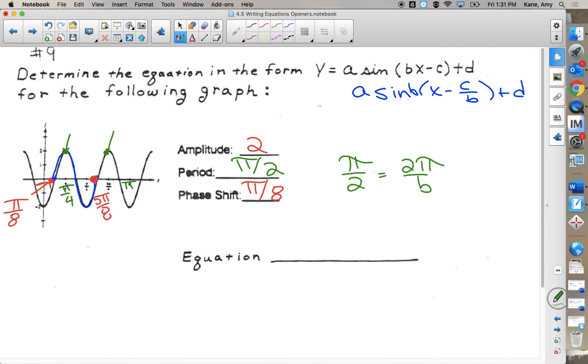So pi over 2 is the period. It's equal to 2 pi over b. So Kevin, the b value is 4. Remember, you need to find b. You can't plug the period into the equation. You need the b to plug it into the equation. Questions? So we have everything we need.